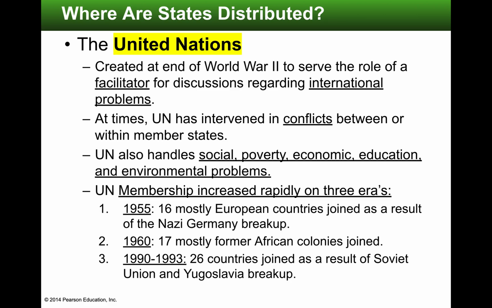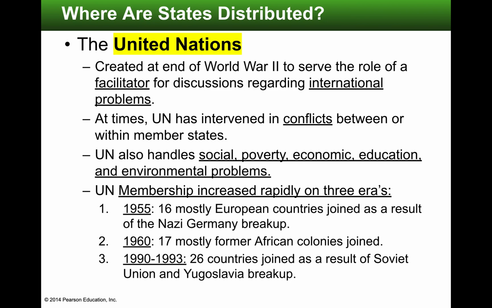So in 1955, there were 16 countries that joined, mostly European countries, to liberate the Nazis from Germany. And then in 1960, mostly it was former African colonies that now are free or are sovereign from French and British colonial occupation. Some of those countries would have been Egypt, Ethiopia, Liberia, and South Africa.